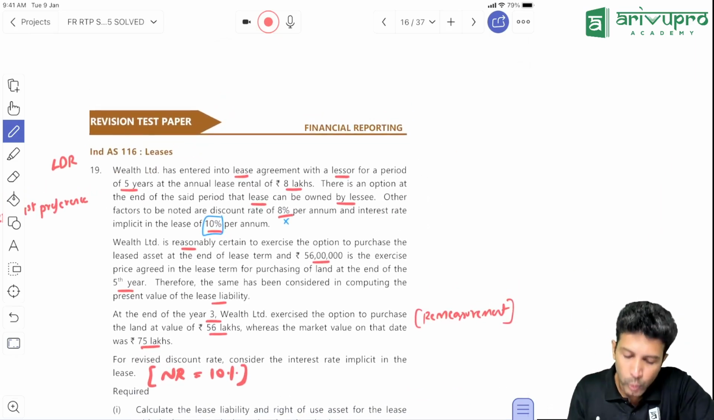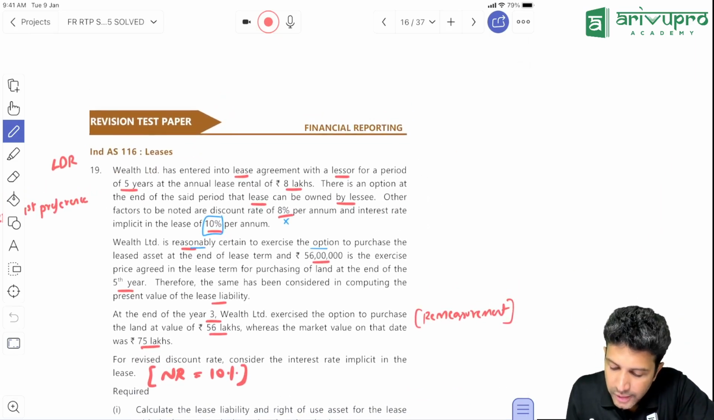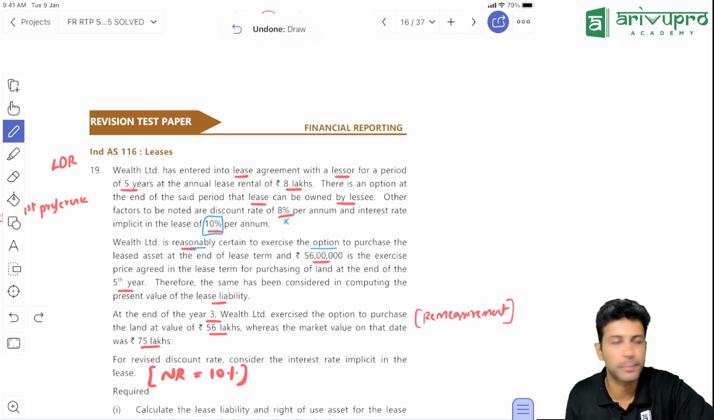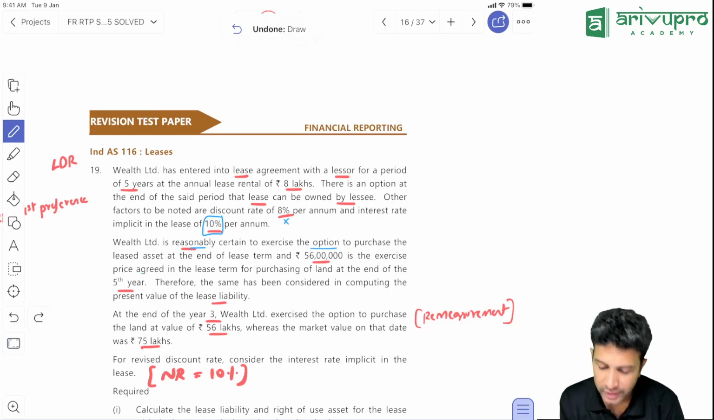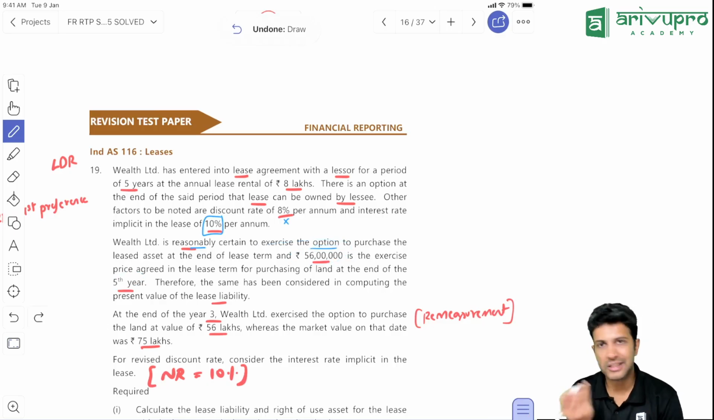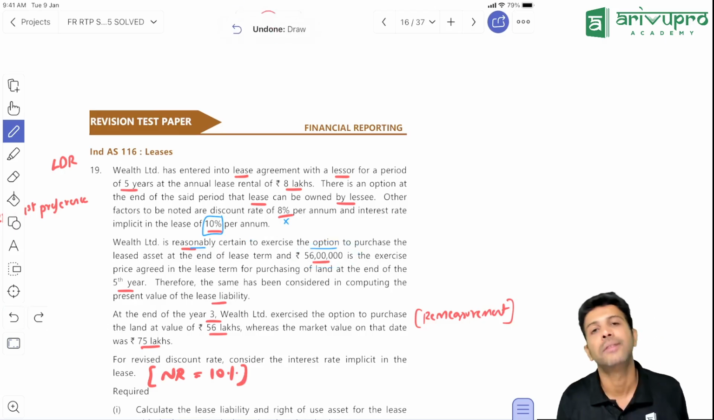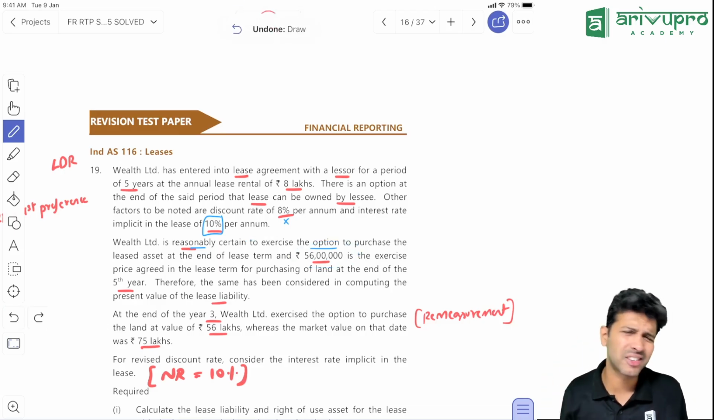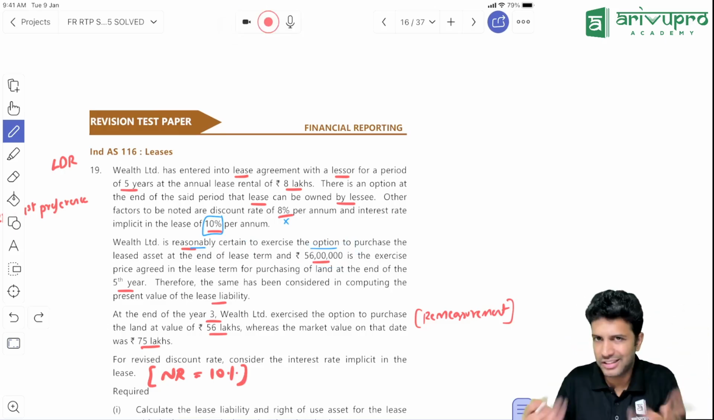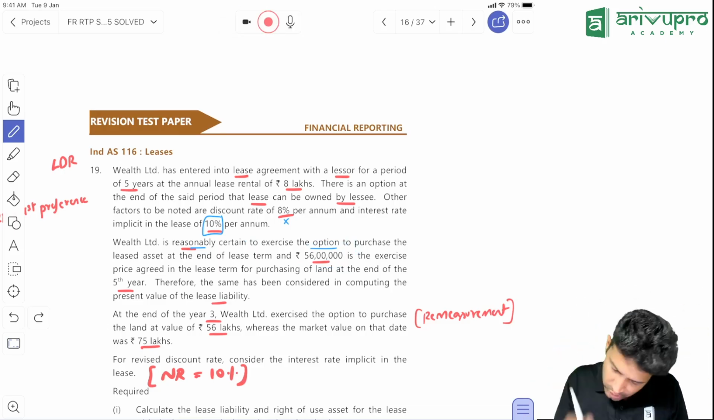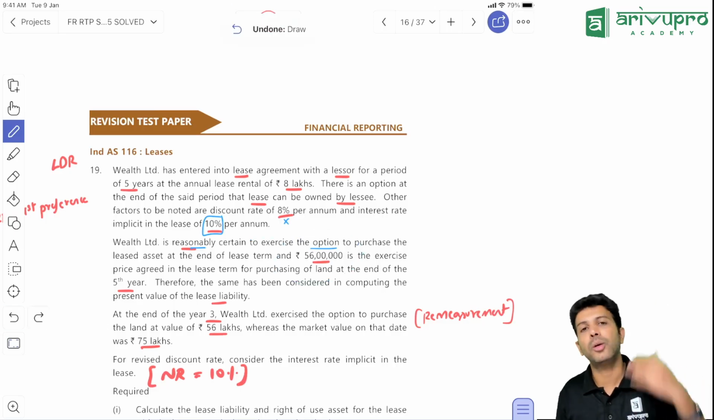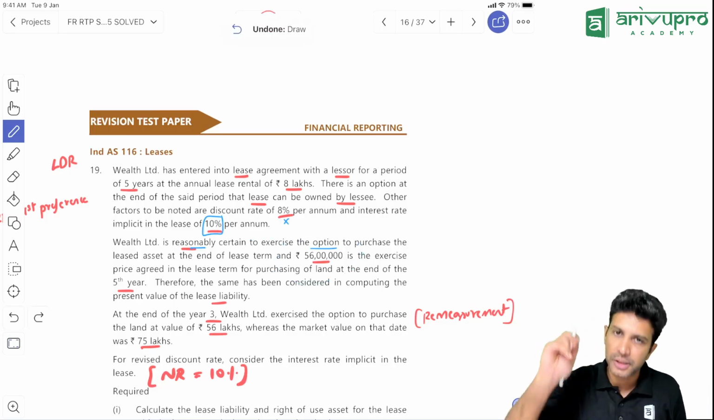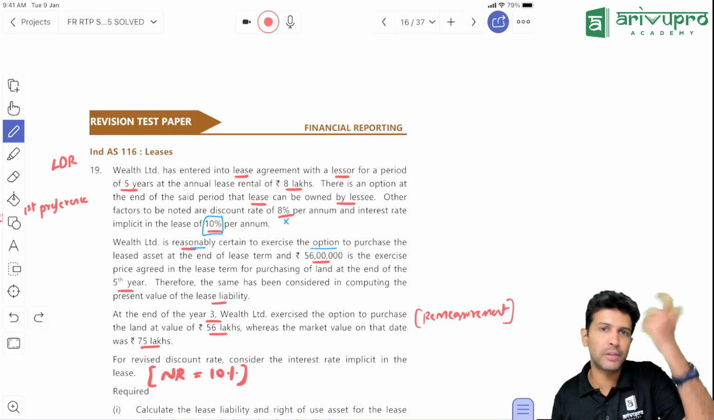Now, the lessee is reasonably certain to exercise the option to purchase the asset, and 56 lakh is the exercise price agreed at the end of the 5th year. Now the exercise option is there. The lessee has an option to purchase, not free of cost, but by paying 56 lakh. And the lessee is reasonably sure that they will buy it because they see value in this. So what do we have to do? If the lessee is reasonably certain to exercise the purchase option, the purchase price also will form part of lease payment.